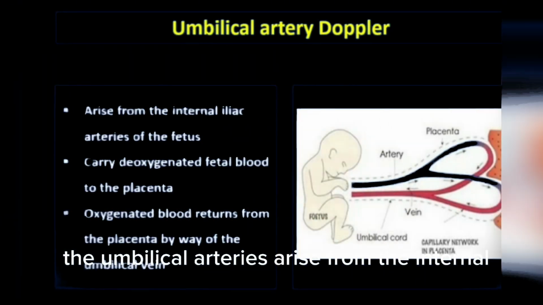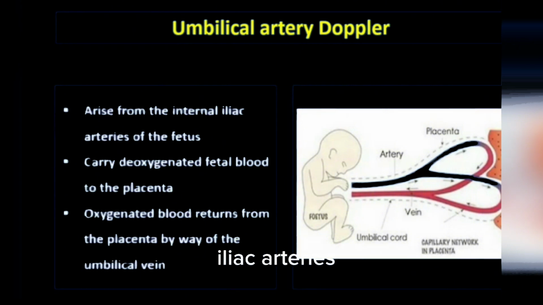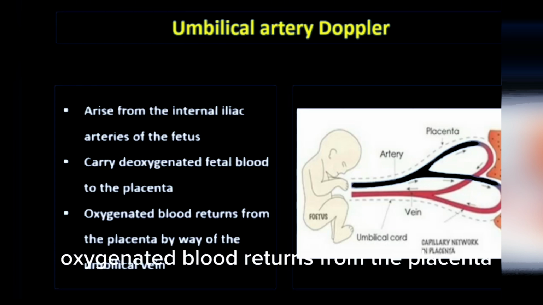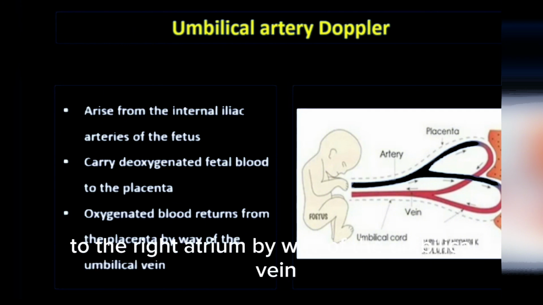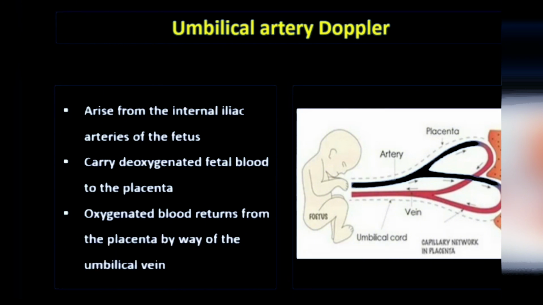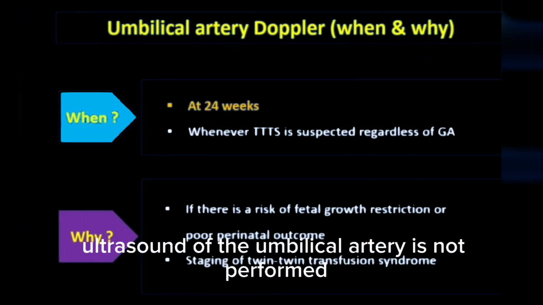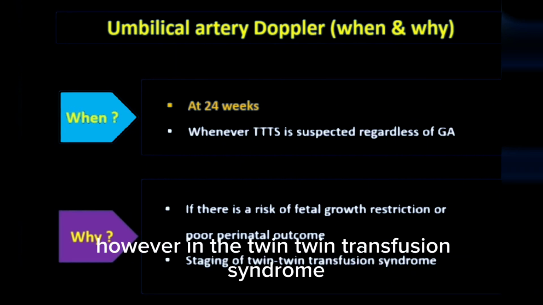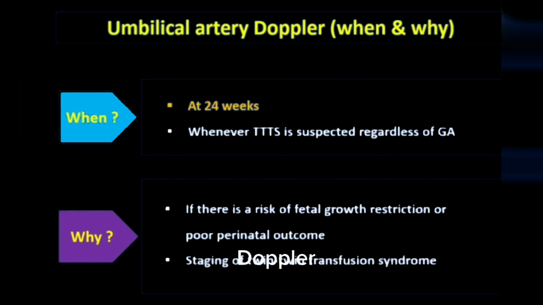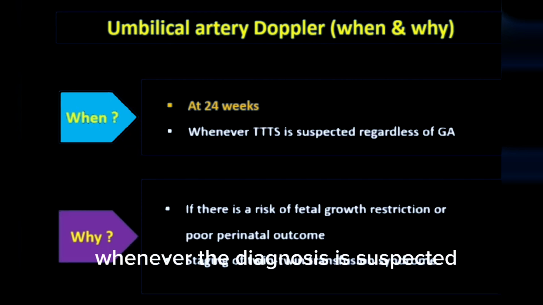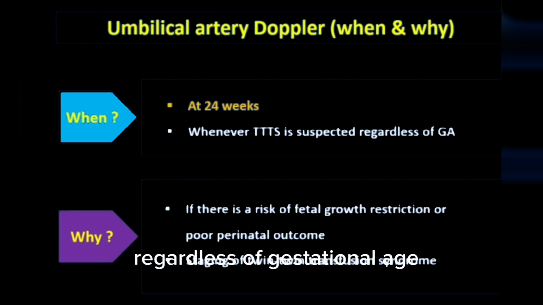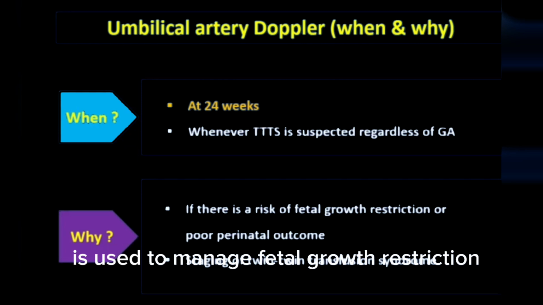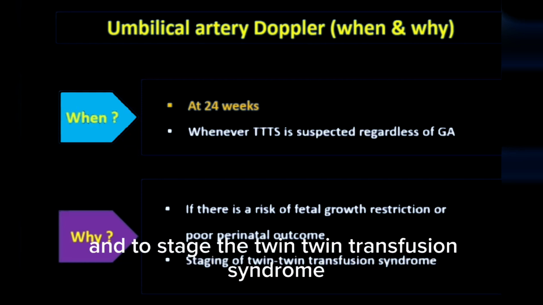In the fetus, the umbilical arteries arise from the internal iliac arteries and are responsible for carrying deoxygenated fetal blood to the placenta. Oxygenated blood returns from the placenta to the right atrium by way of the umbilical vein. In clinical practice, Doppler ultrasound of the umbilical artery is not performed until 24 weeks of gestation. However, in twin-twin transfusion syndrome, Doppler ultrasound of the umbilical artery is performed whenever the diagnosis is suspected, regardless of gestational age. Doppler study of the umbilical arteries is used to manage fetal growth restriction and to stage twin-twin transfusion syndrome.